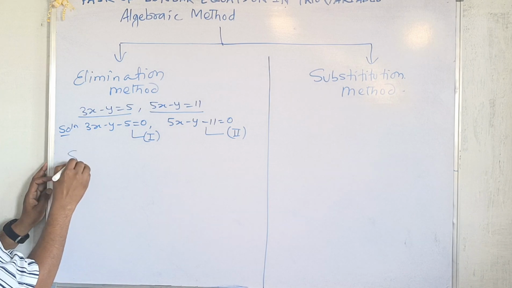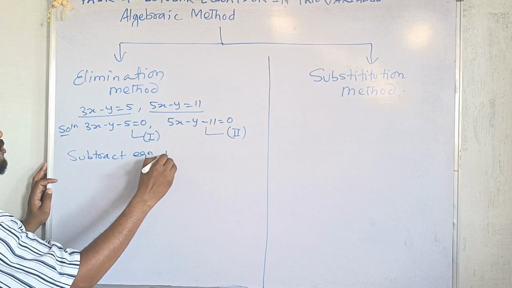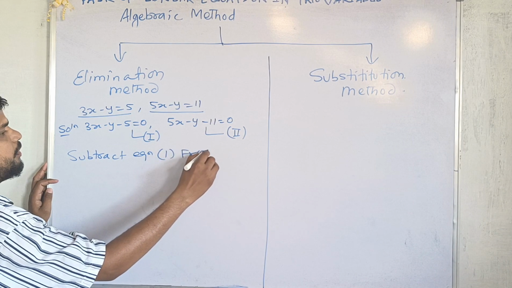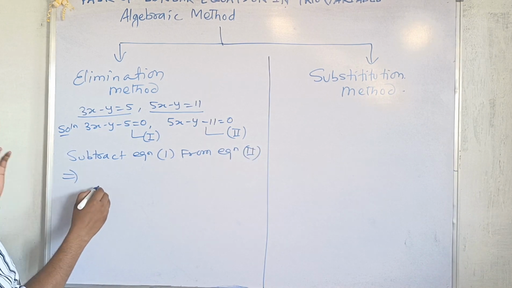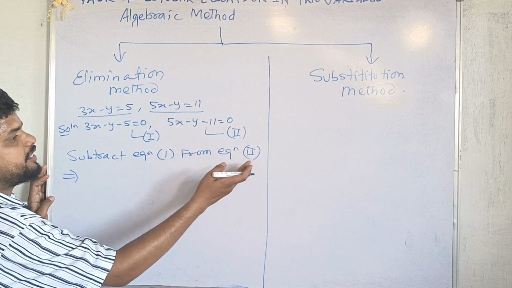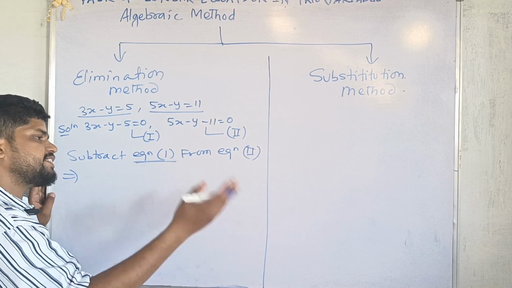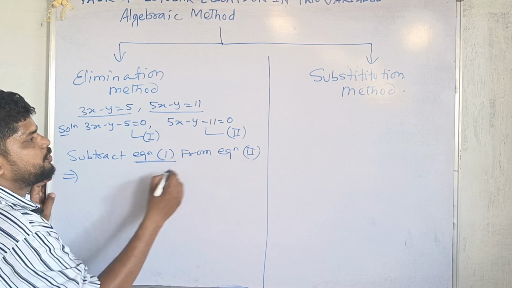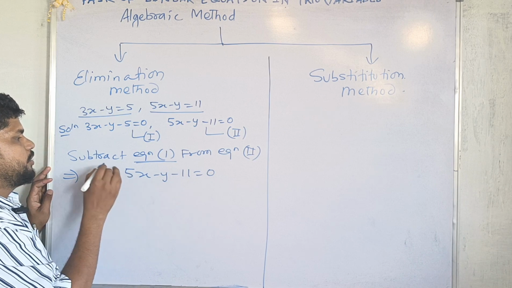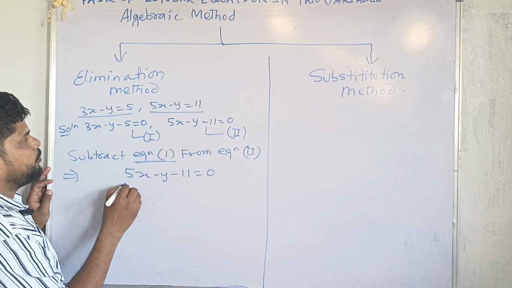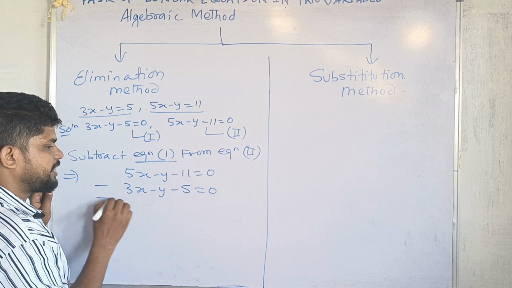Now we will subtract equation 1 from equation 2. From which we have to subtract, that we will write first, then what we have to subtract, that we will write in the second term. So from equation 2: 5x minus y minus 11 is equal to 0. What we have to subtract is equation number 1: 3x minus y minus 5 is equal to 0. Subtract we have to do.